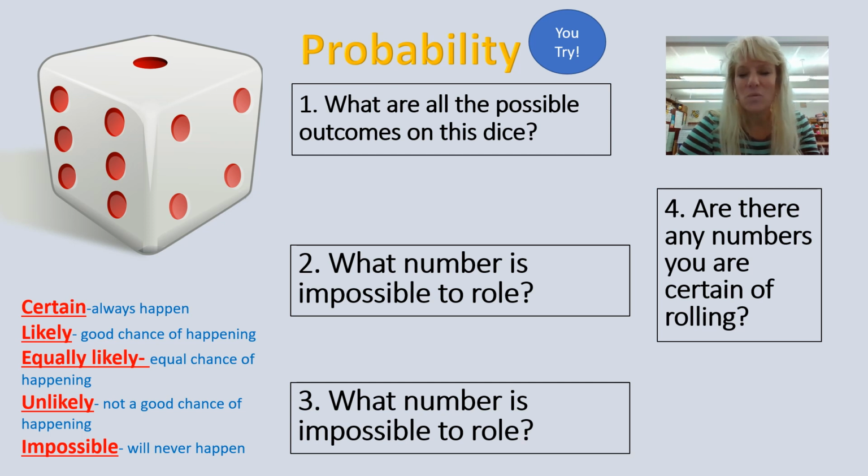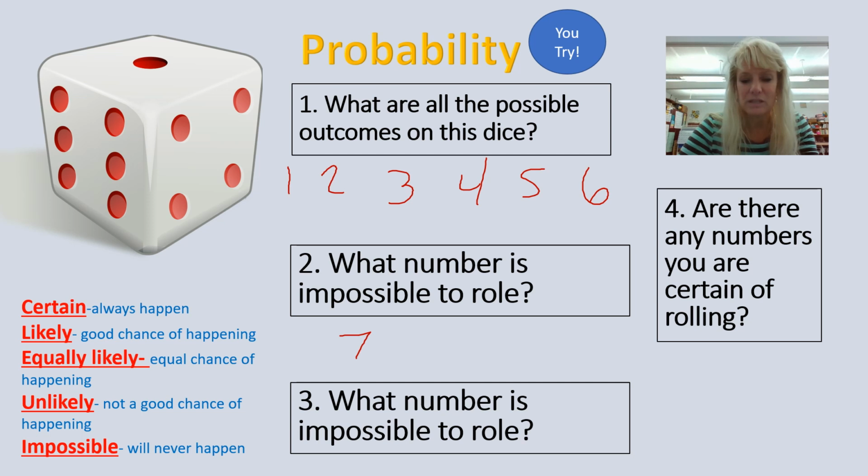All right, what are the possible outcomes on this dice? Now, I know I can't see them all, but we know that a dice has the numbers 1, 2, 3, 4, 5, and 6 on them. Okay, and what number is impossible to roll? It would be any number that's not 1, 2, 3, 4, 5, 6. So I'm going to just put a 7 would be impossible.